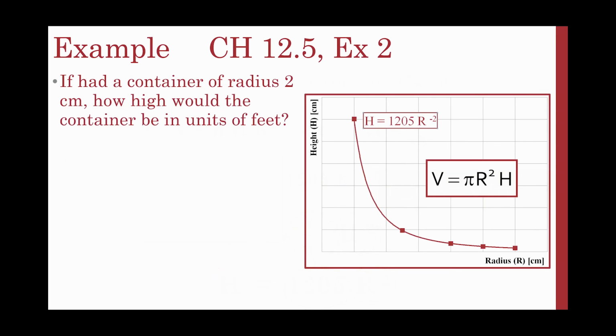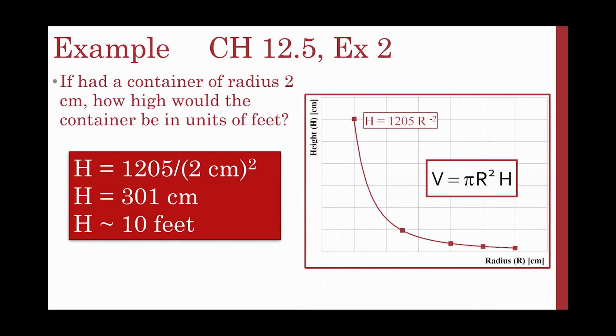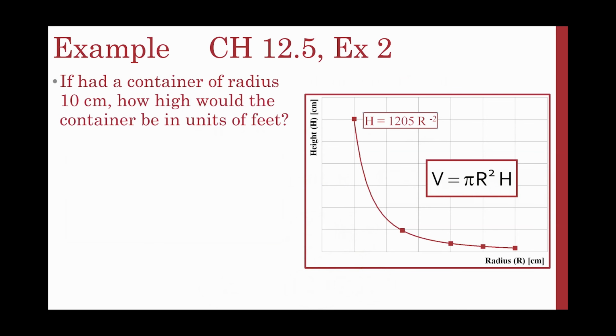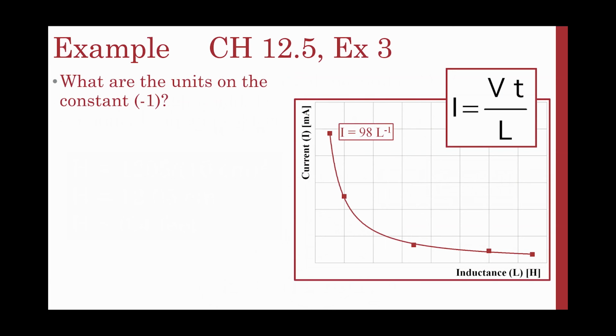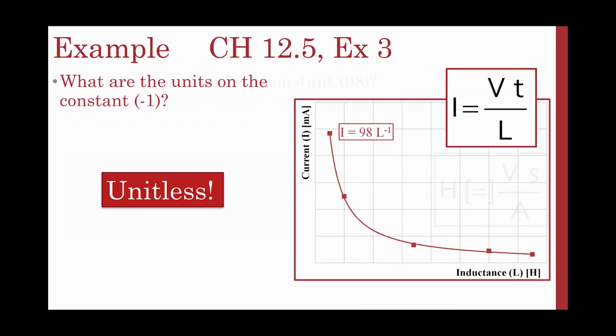If we had a container of radius 2 centimeters, how high would the container be in units of feet? So we have h is equal to 1205 divided by 2 centimeters squared, which h would then be 301 centimeters, or approximately 10 feet. If I had a container of radius 10 centimeters, how high would it be in terms of feet? We just did that. In this example, we're going to look at what are the units of the constant -1. Again, it is an exponent, so it is dimensionless, it does not have units.